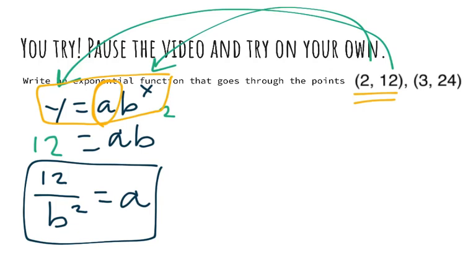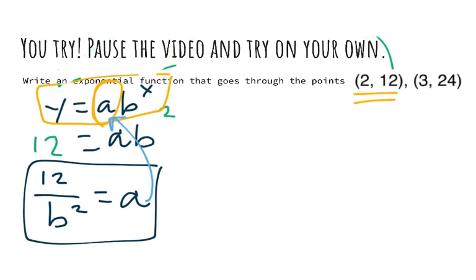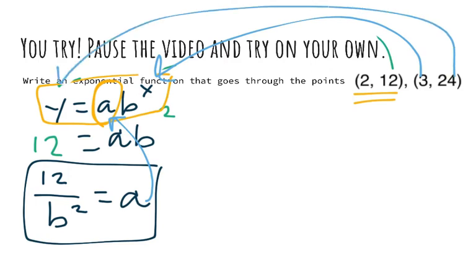Now that I have a formula for a, I'm going to plug that in for a, and this time, instead of using the first coordinate, I'm going to use the second coordinate given and plug in 3 for x and 24 for y, and that's going to be step 2. Take a second and work on that.